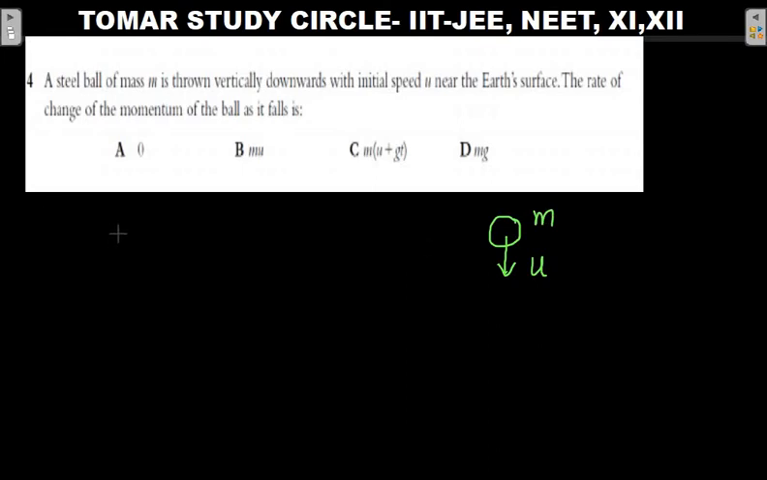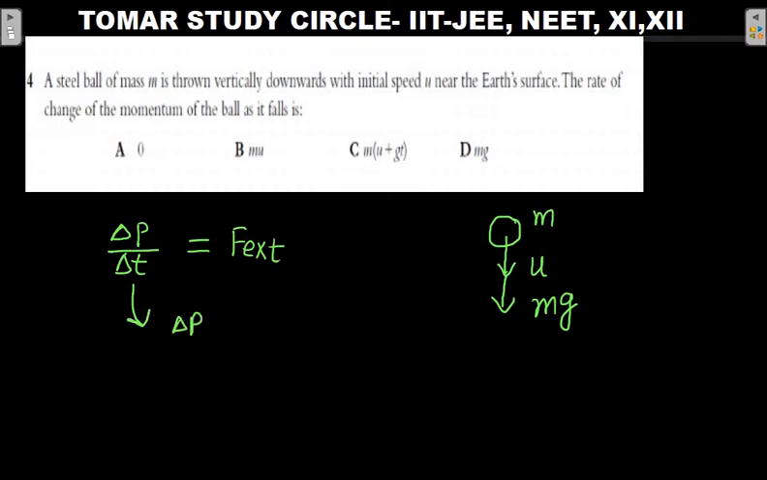According to Newton's second law, rate of change of momentum delta p upon delta t will be equal to the net external force acting on the body, or ball in this case. We see that only one force acts on the ball, that is the weight of the ball or force of gravity, mg. Hence, rate of change of momentum delta p upon delta t will be equal to mg, or the weight of the ball. Thus, the correct option is answer D.